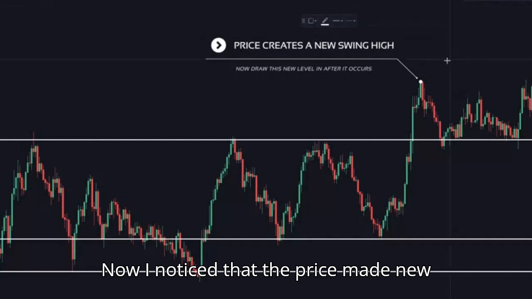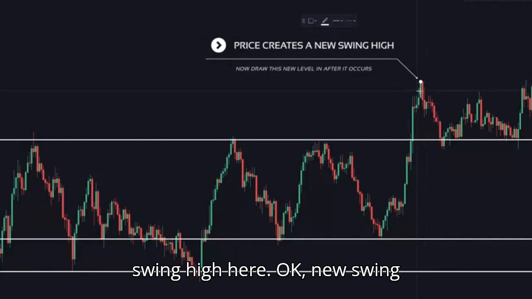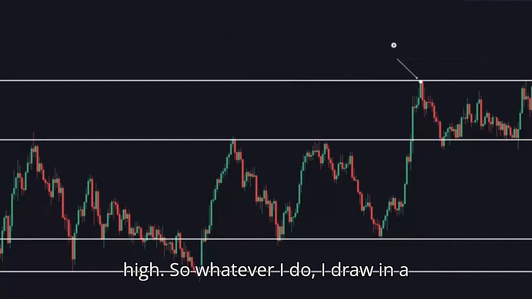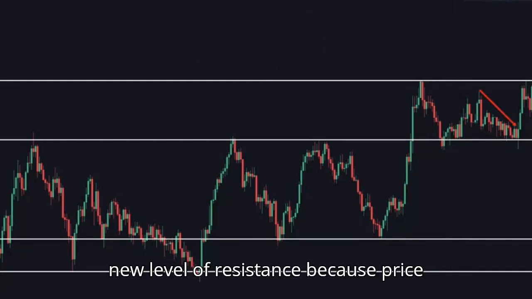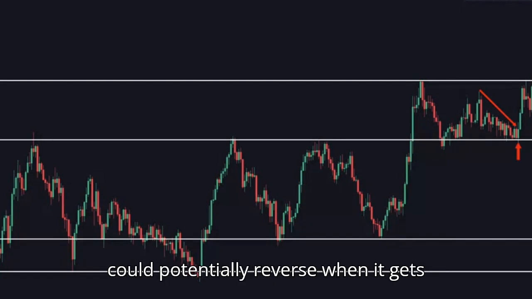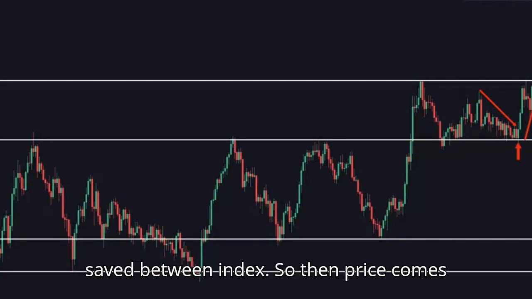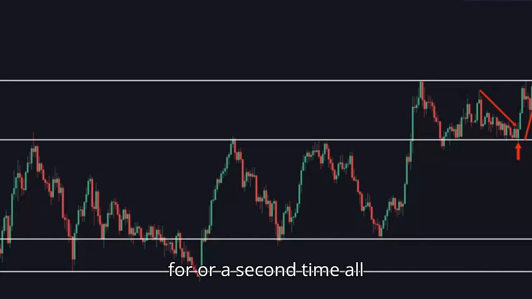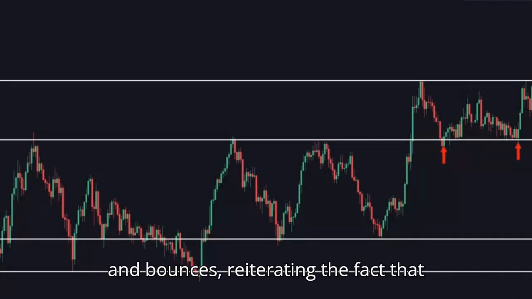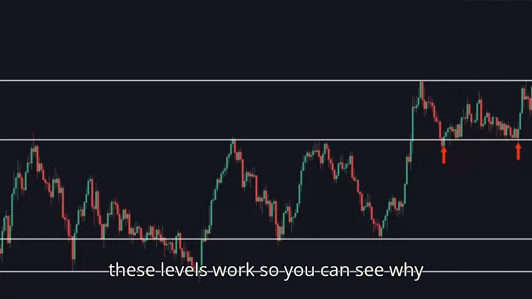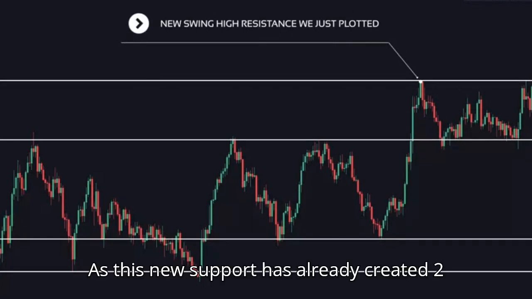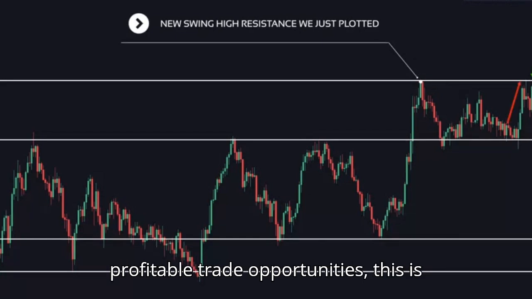Now I've noticed that the price made a new swing high here. So I draw in a new level of resistance because price could potentially reverse when it gets here. Then price comes down again, rejects this level of support a second time and bounces, reiterating the fact that these levels work. So you can see why these levels are so important, as this new support has already created 2 profitable trade opportunities.